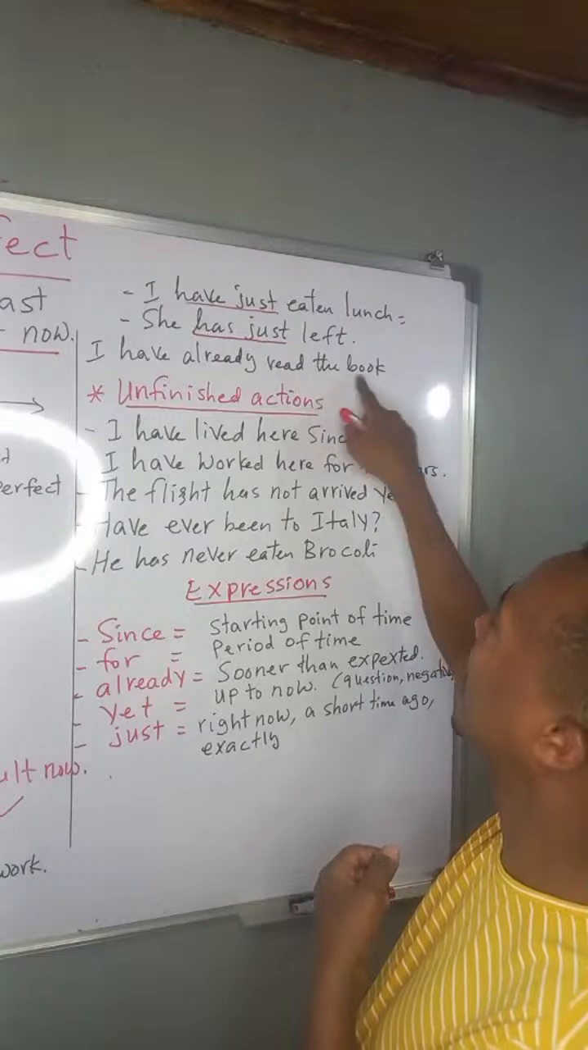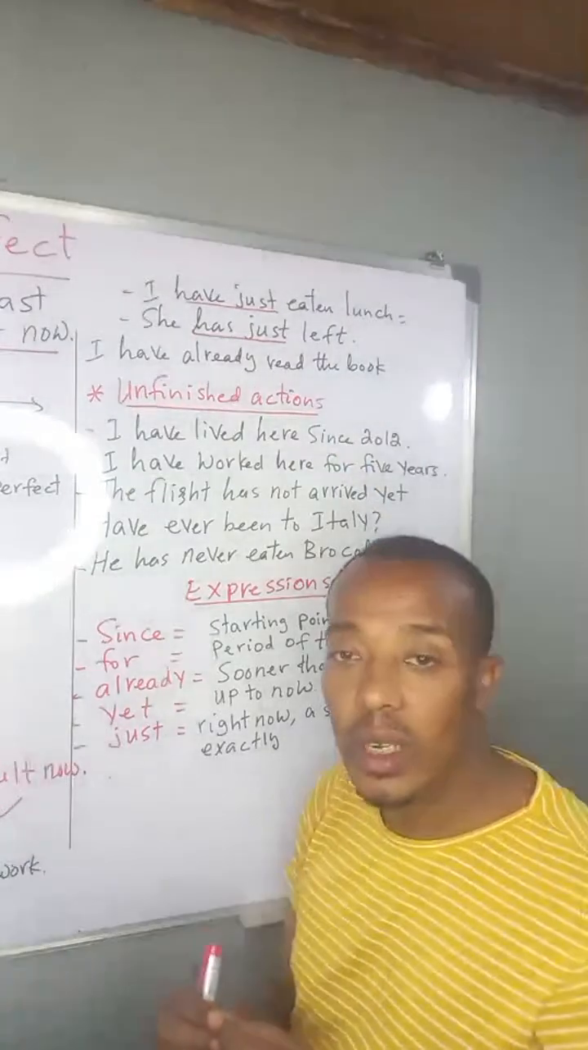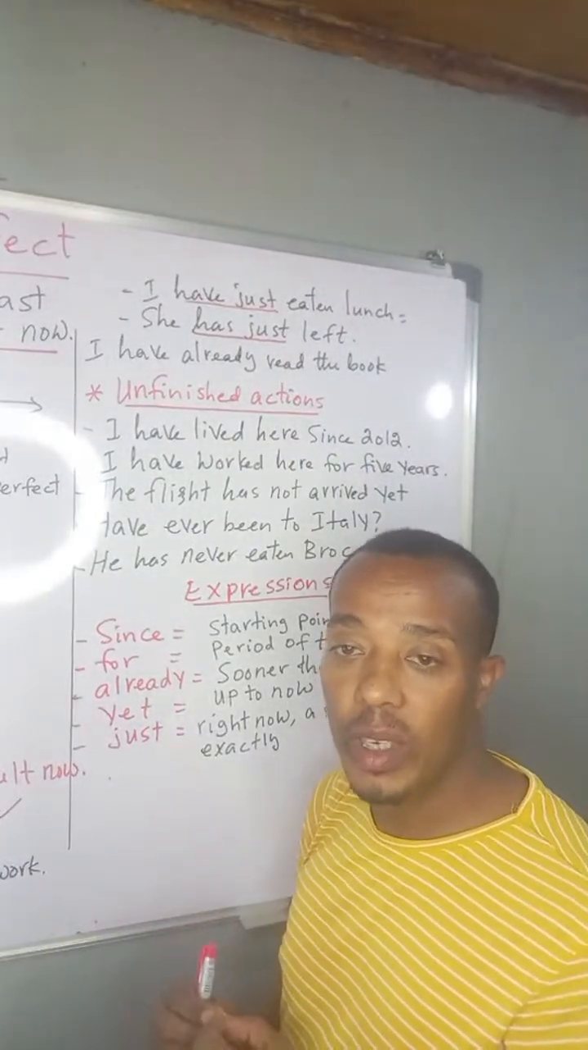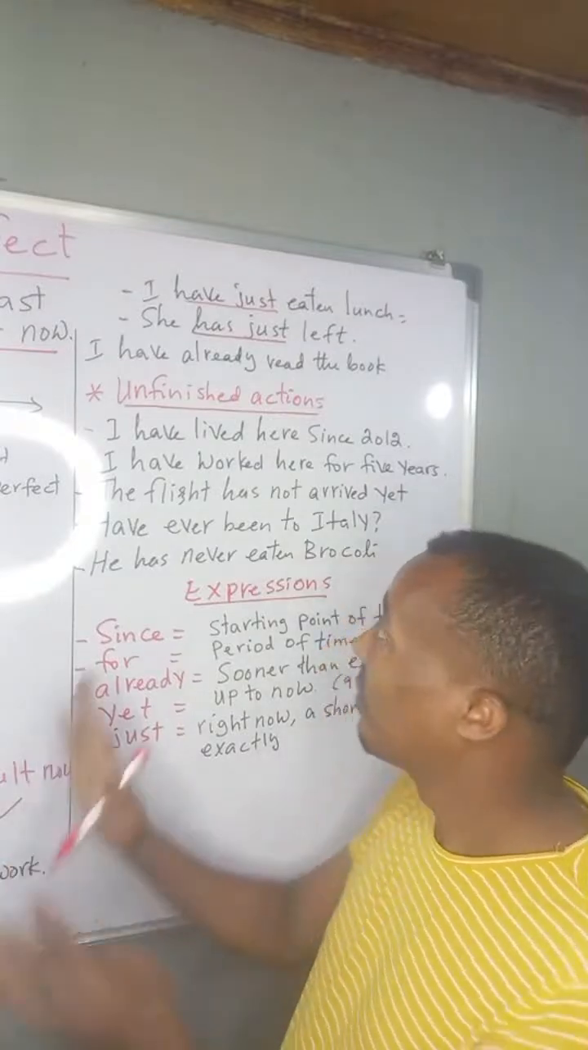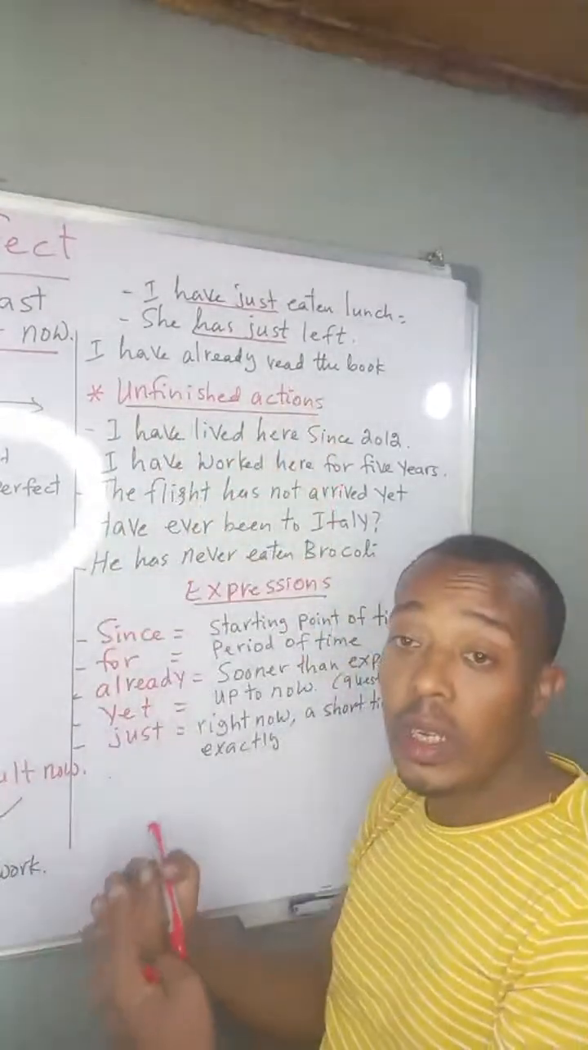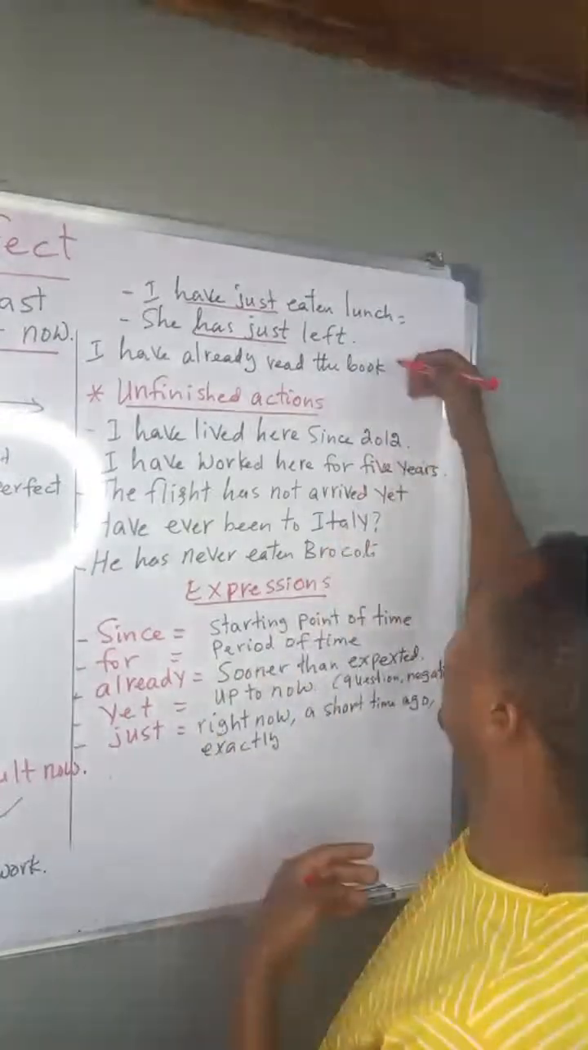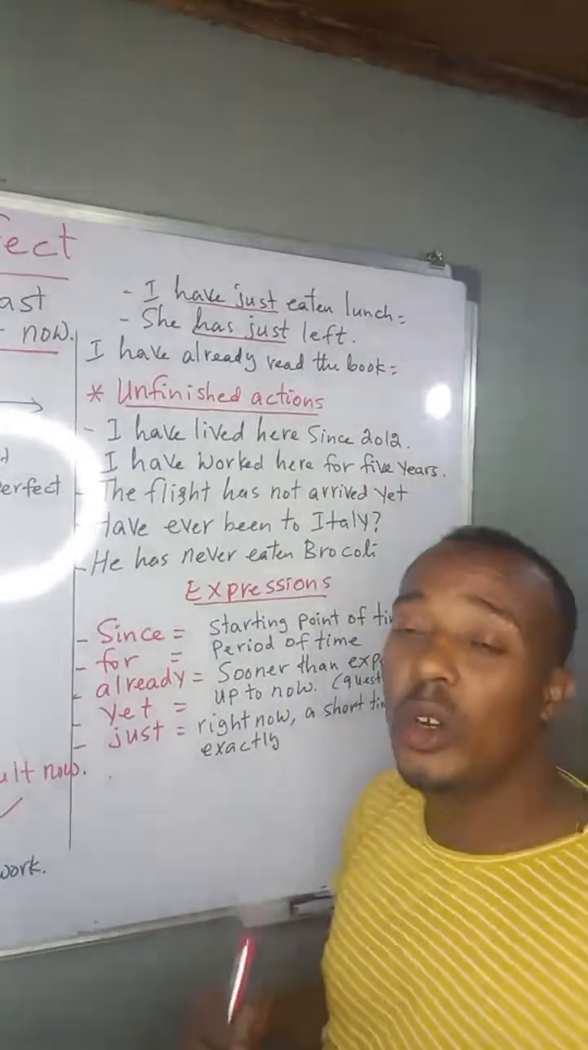I have already read that book. I have already read the book, which means I know about the book. You finished reading the book, but the result now is you don't want to read it anymore.